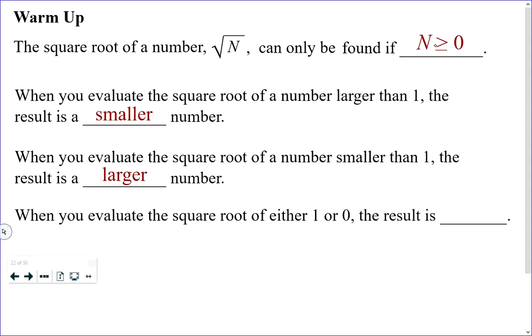So for example, if you take the square root of 0.5, I believe you're going to get 0.707 with more decimals because it's an irrational number. And then if you evaluate the square root of 0 or the square root of 1, you get the same number. I could have written the same number, but I want to use the word invariant. So whenever you square root 0, you're still at 0, and whenever you square root 1, you're still at 1.